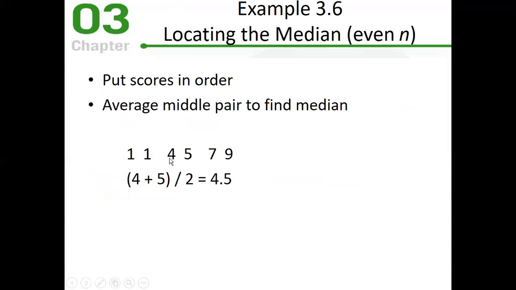If we have an even set of numbers, we just take the average of the two in the middle. Here we would take the average of 4 and 5. We get 4.5.